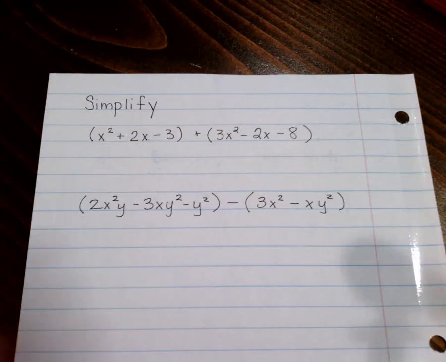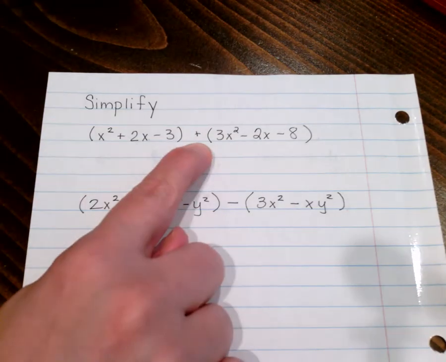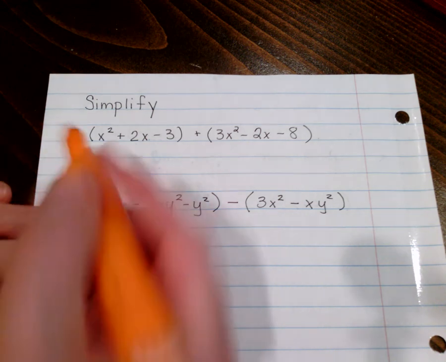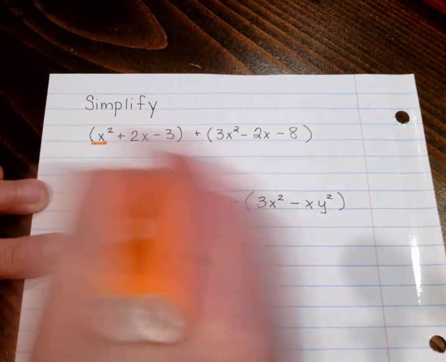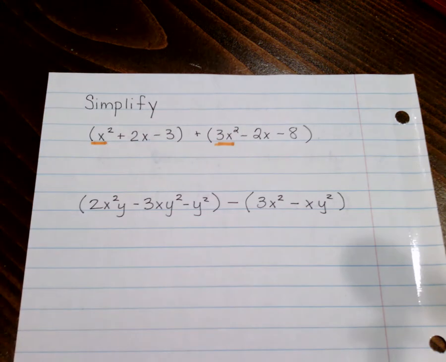In this video, we're going to simplify algebraic expressions. Looking at the first one, we are adding, and we need to be looking for like terms. Those are terms that have the same variable with the same exponent. So I'm going to underline here the first pair of like terms I see. It's these terms that have x squareds or x to the seconds in them.